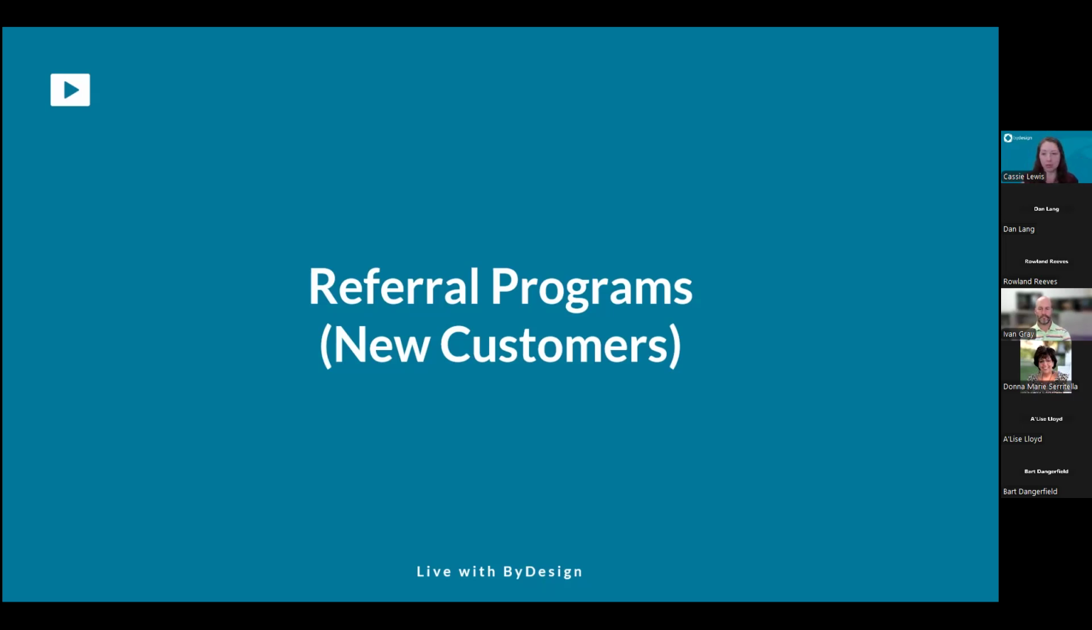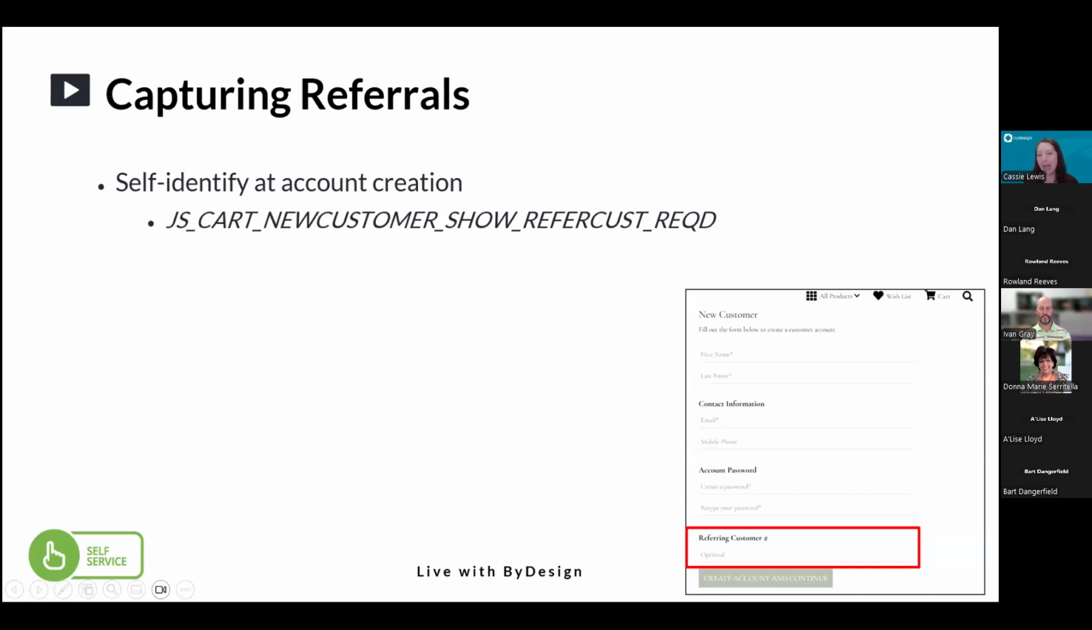So when it comes to referral programs, how do you capture a referral? Well, there's a couple of different ways. The first is that the new customer can self-identify when they're creating an account. So when I come in as a new customer, if Dan is the one who has referred me to your cart, I can put his customer number in there. So that way Dan's the one that told me about your brand. So you can allow each new customer to self-identify and let you know who referred them.